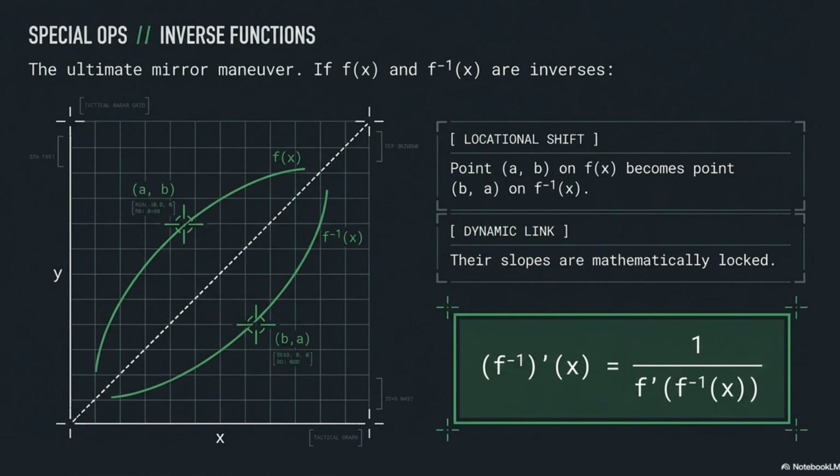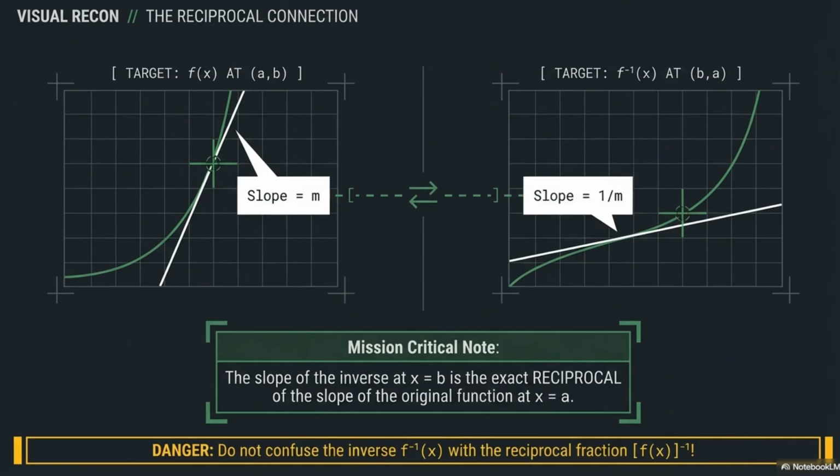We now move to special ops, inverse functions. This is the ultimate mirror maneuver. If f of x and its inverse are in play, remember the locational shift. A point (a, b) on the original function becomes point (b, a) on the inverse. Because of this, their slopes are mathematically locked together. Let's look at the visual recon for this reciprocal connection.